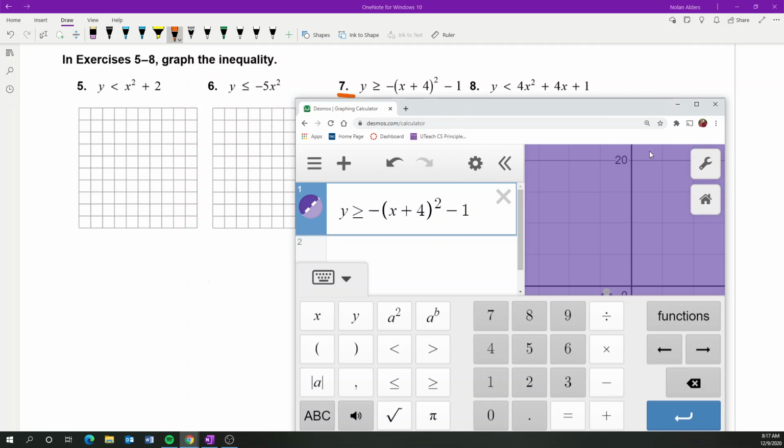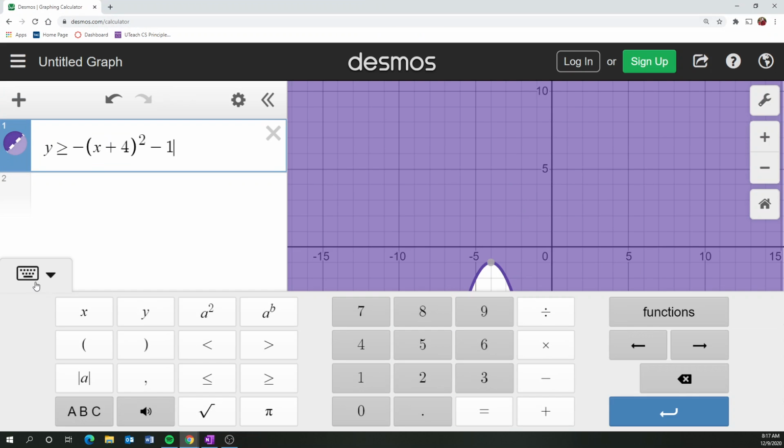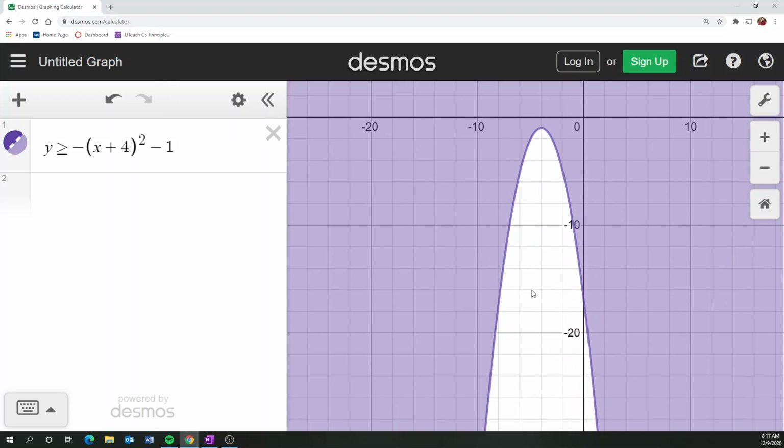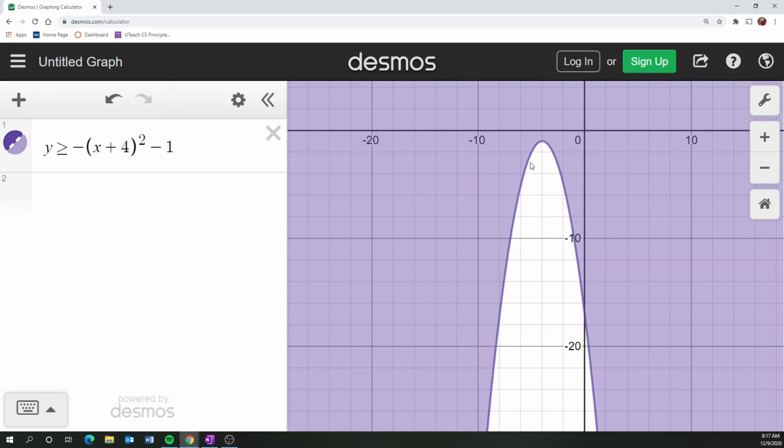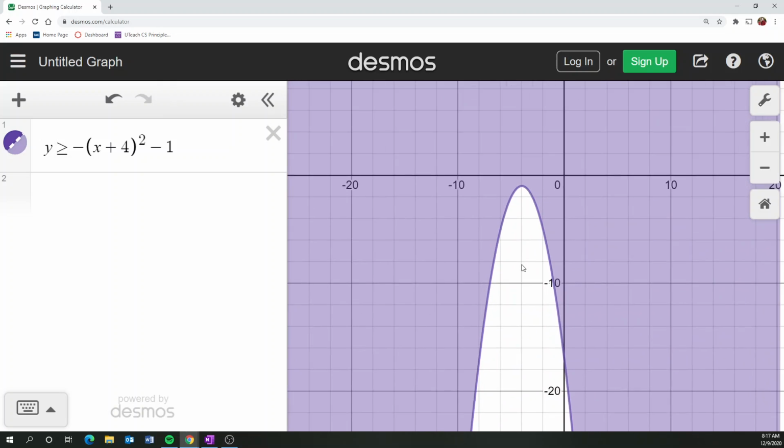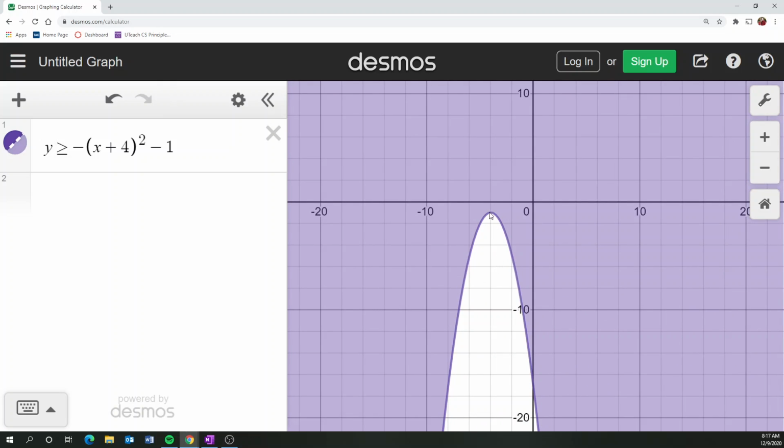And then Desmos will graph this function for us. So we can see it makes a quadratic function. It's a solid line because it's a greater than or equal to sign. If it was just a greater than sign, it would be a dotted line here. So the solutions are everything on the outside of this parabola. Everything on the inside is not a solution to this. But there you go, so we could graph it.